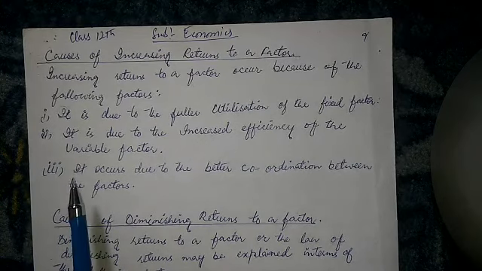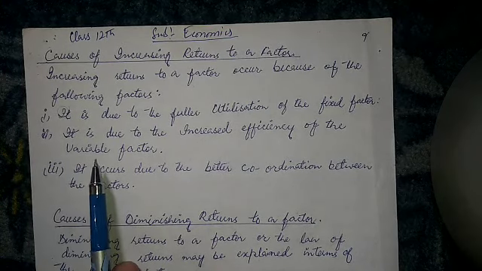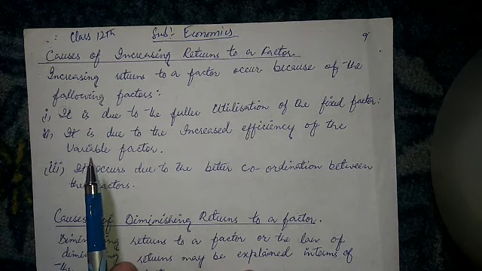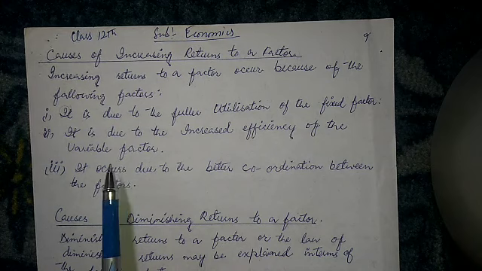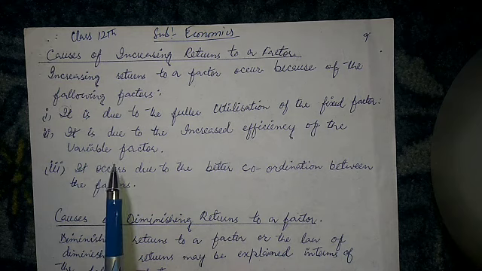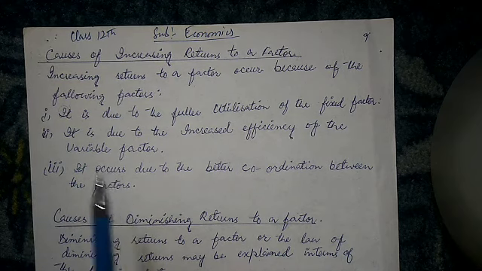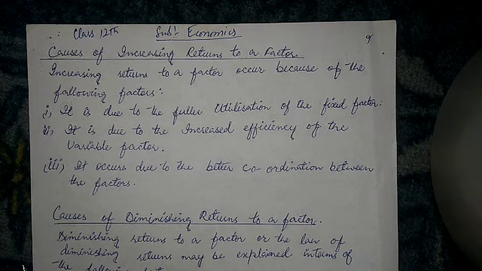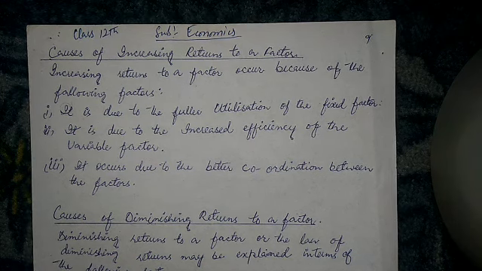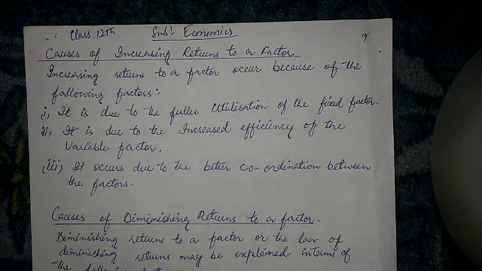Now, the second cause of increasing returns to a factor is the increased efficiency of the variable factor. See, additional application of the variable factor, labor, causes process-based division of labor that raises the efficiency of the factor, and accordingly the marginal productivity of the factor tends to rise, right?